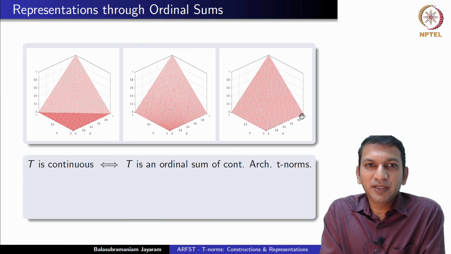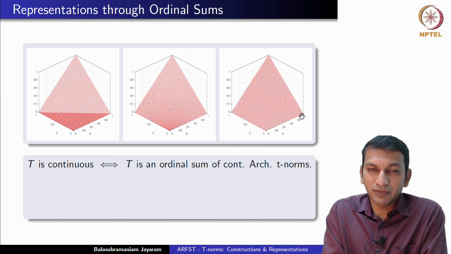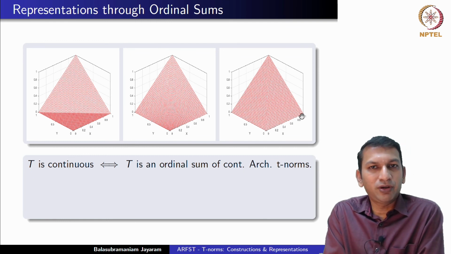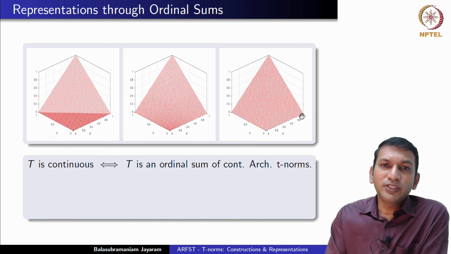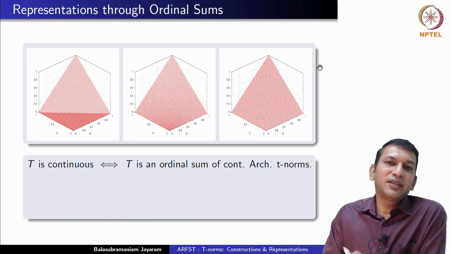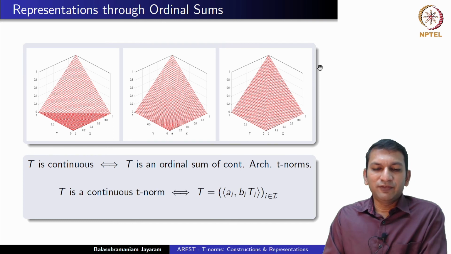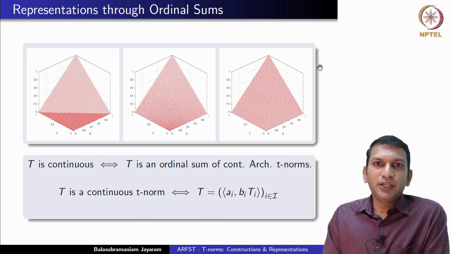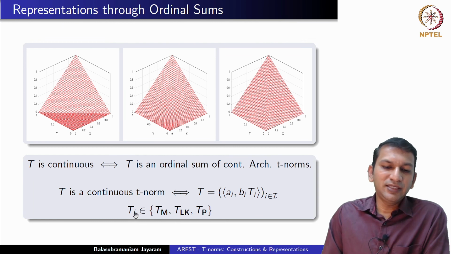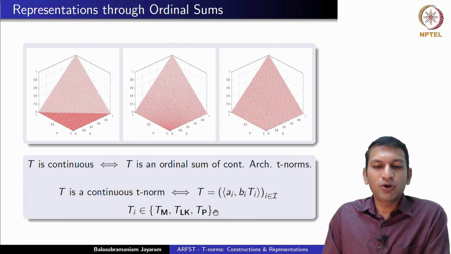The continuous Archimedean T-norms themselves are representable T-norms. That means they can be obtained from continuous additive generators, and they can either be strict or nilpotent, which means either they are isomorphic or phi-conjugate of TP or TLK. And outside of that, you have only minimum. So which means these are the three T-norms that are playing a role in constructing continuous T-norms. In fact, it can be written like this. T is a continuous T-norm if and only if T is an ordinal sum of some T-norms, and each Ti is either minimum, Lukasiewicz, or product.